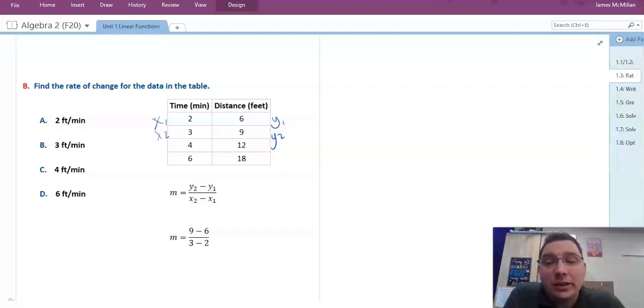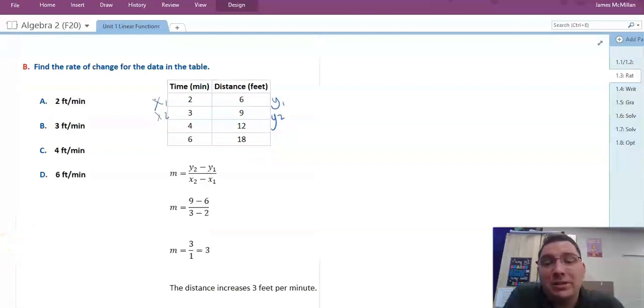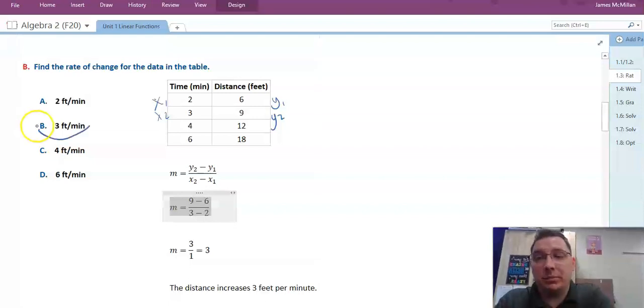And so simplifying this, we'll see that we get 9 minus 6 is 3, and 3 minus 2 is 1, and so we get 3 over 1, or just 3. And so what does that mean to our problem? That means that the distance, because that's our y, increases at a rate of 3 feet per minute. And so of our 4 options, that is option B.